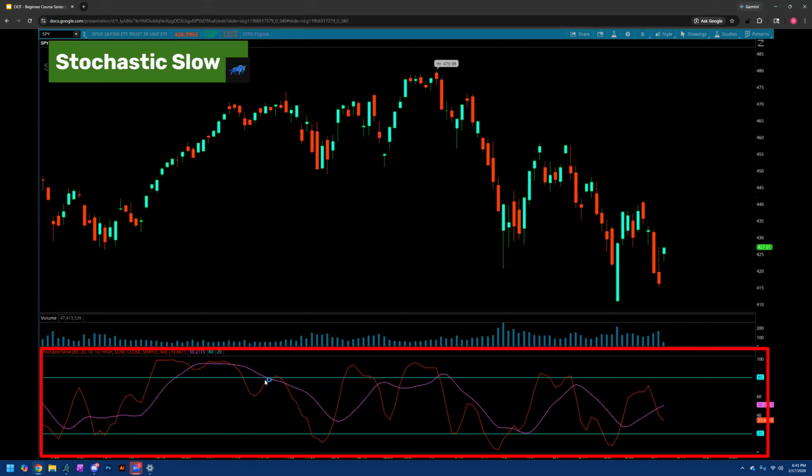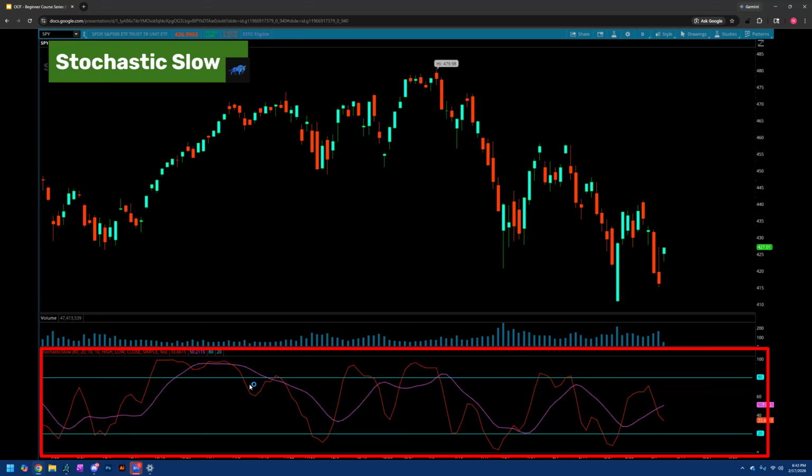And when we have the red line cross above the pink, that would be a bullish signal. Red line below the pink would be a bearish signal. And another kind of coupled bullish signal would be if we're coming out of this oversold condition and then the red line crosses above the pink, that's a nice bullish signal. And if we're coming out of this overbought condition and the red line crosses below the pink, that would be a nicer sell signal, right? We kind of have that confluence there within that same indicator.